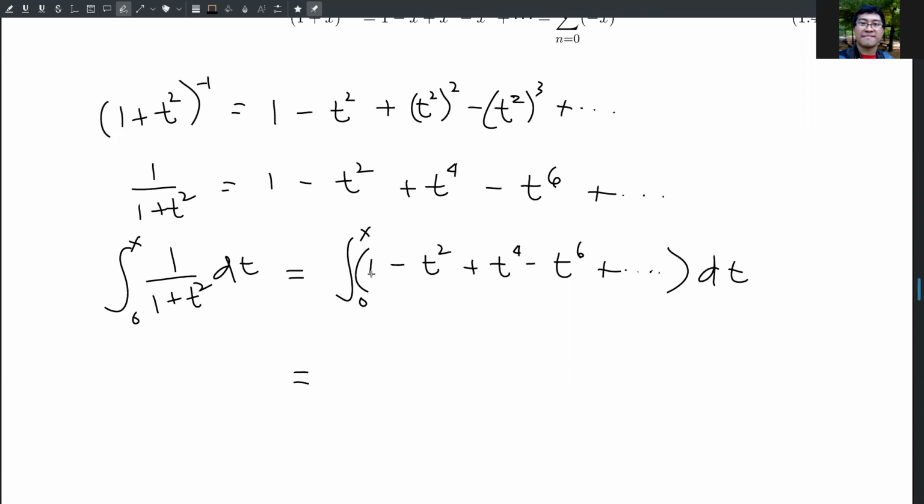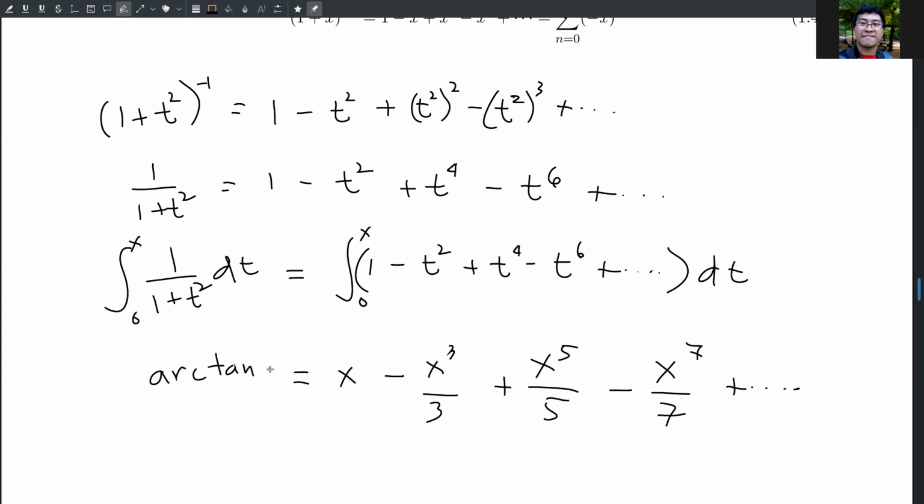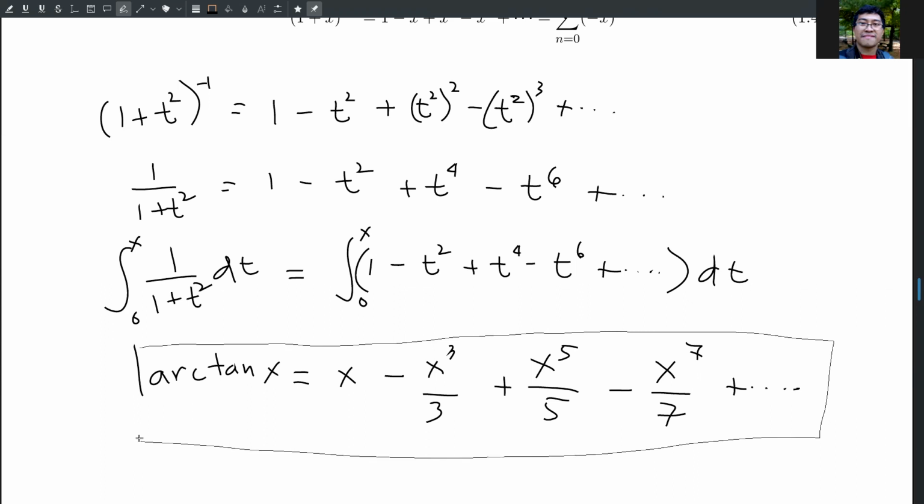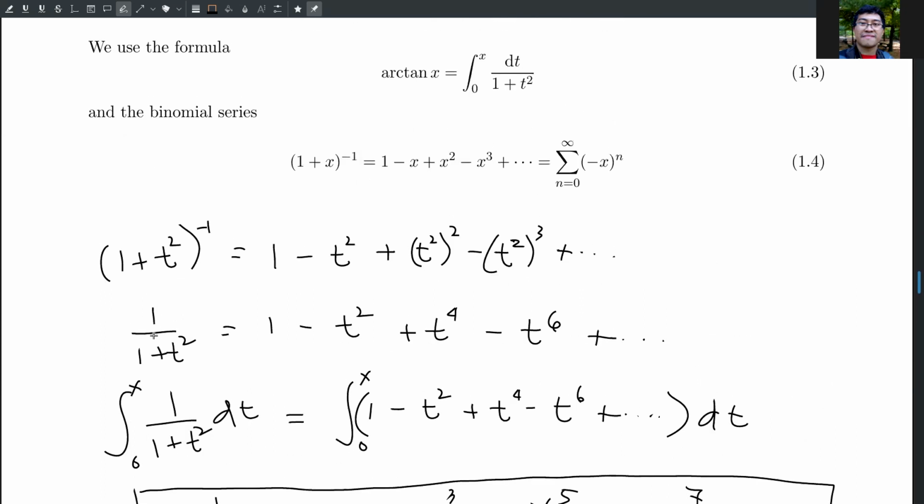Integrate this, that becomes t. So from 0 to x, that's x. This t squared becomes t to the power of 3 divided by 3, so that's x cubed over 3. Here t fourth, that's x to the fifth over 5. Minus here x to the seventh over 7, and it can go on. So our arctangent, which we write like that, has a series expansion given by this.